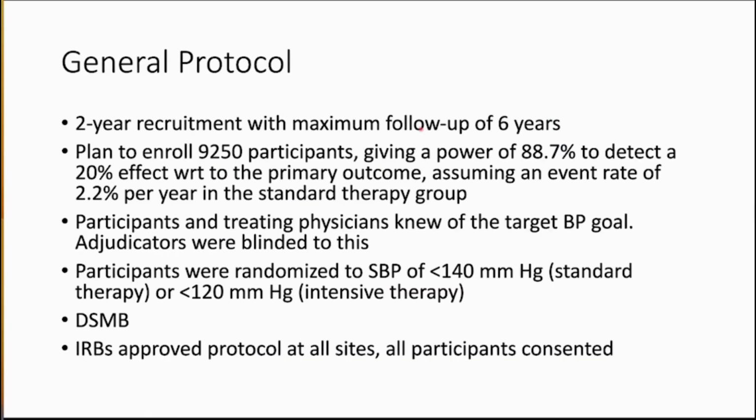Okay, so the general protocol for the SPRINT trial was that there was a 2-year recruitment period with a maximum follow-up planned of 6 years. They planned to enroll over 9,000 people. The participants and the treating physicians knew their target BP goal, so it was not double-blinded, it was an open trial. The adjudicators, however, for events were blinded to what the patient's blood pressure target was. So trial participants were randomized to a systolic blood pressure of either less than 140 millimeters of mercury, which was the standard therapy, or less than 120 millimeters of mercury, which was the intensive therapy.